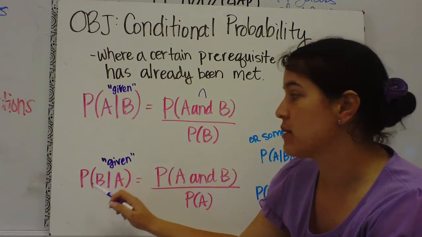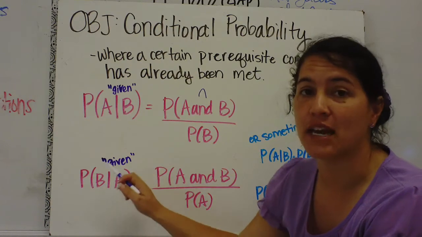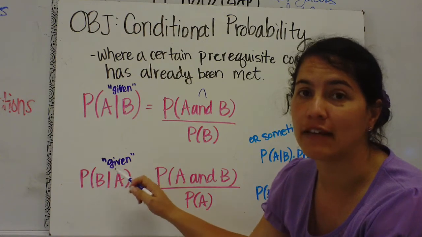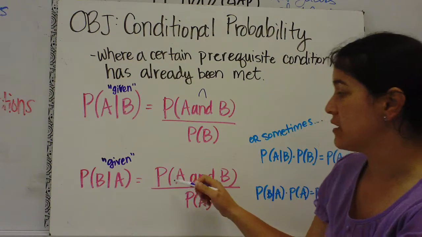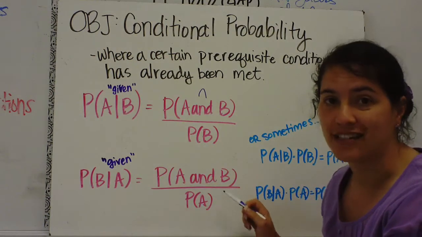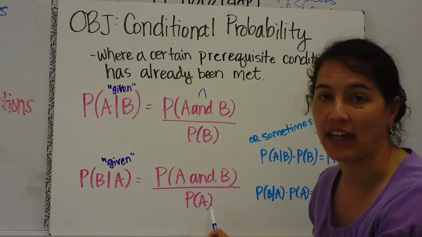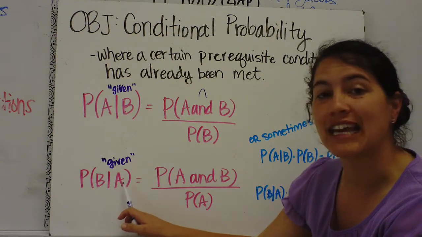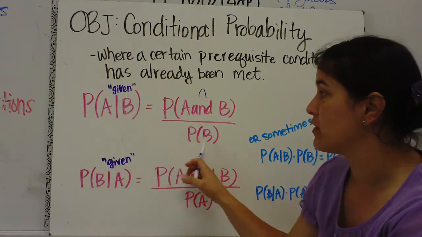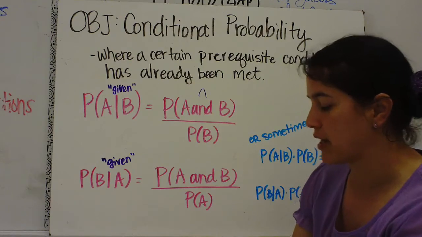If the problem is the probability of B given A, meaning the probability of B happening given that A happened, it is the probability of the intersection A and B divided by the probability of A. So you notice the probability of the given is going to be on the bottom, the denominator.